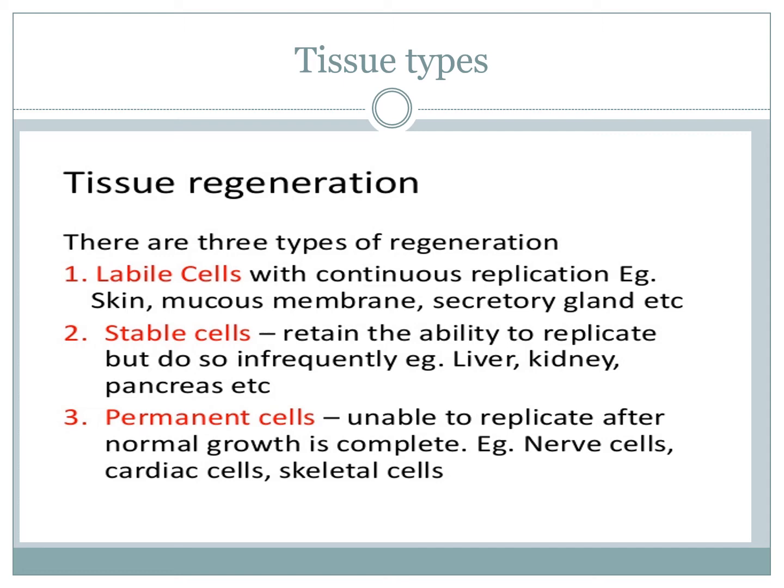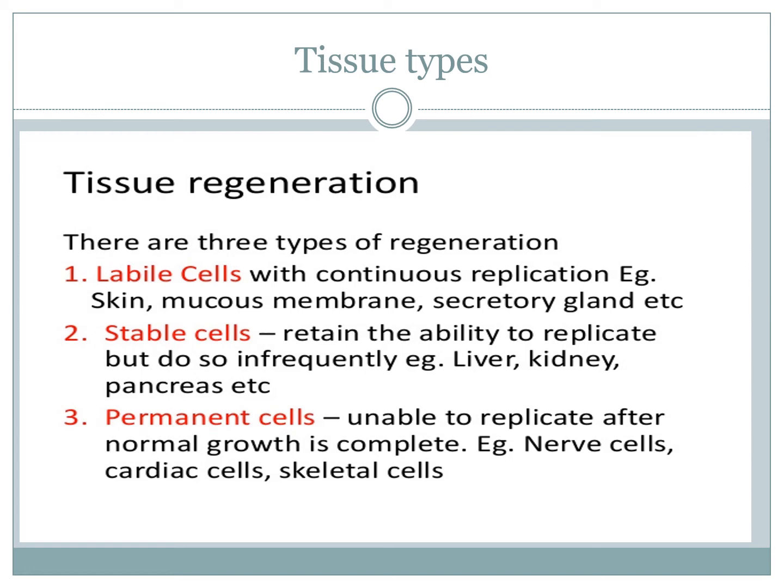Now, these ones are post-mitotic cells or post-mitotic tissues. So these are unable to replicate after any form of normal growth. So once your normal growth is completed, after that, you cannot replicate these cells. So that's your nerve cells, cardiac cells, skeletal muscle cells, that sort of thing.